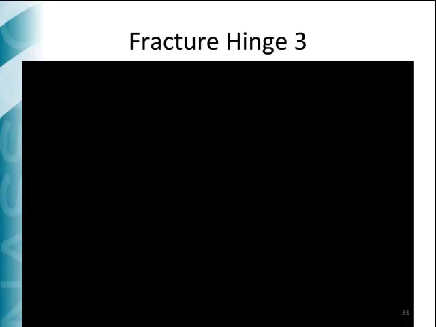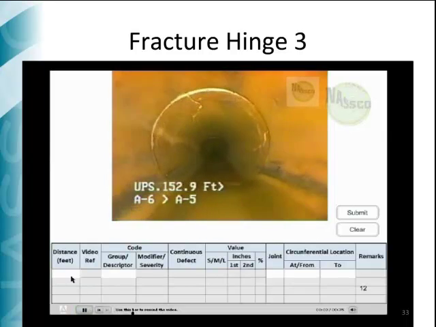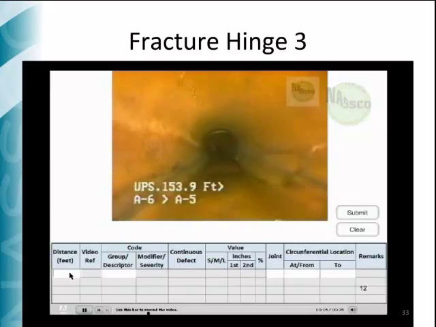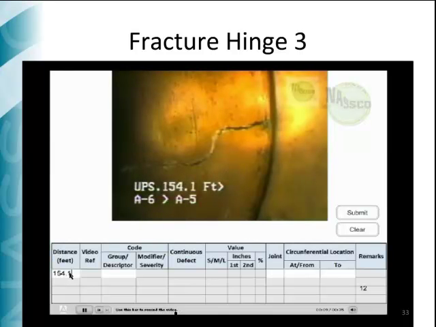The following video shows a fracture hinge 3 defect. As you can see, the pipe presents fractures at 12 o'clock, 3 o'clock, and 6 o'clock. This type of defect is coded as shown in the video.